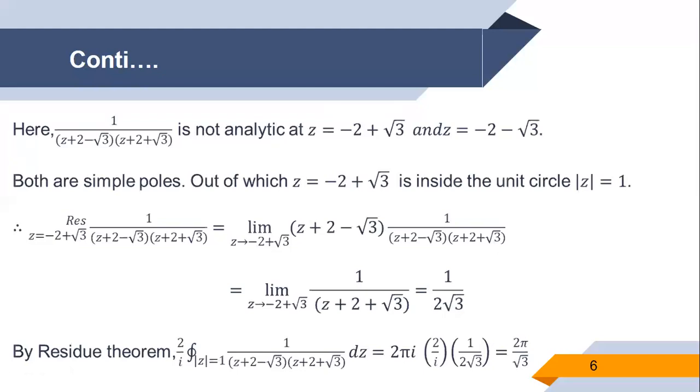So this is type 1. If the integration limit is 0 to 2 pi and the function is a rational function of cos theta and sin theta, then we use this method.